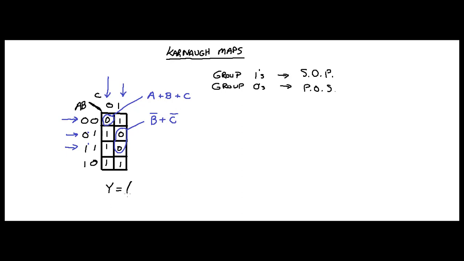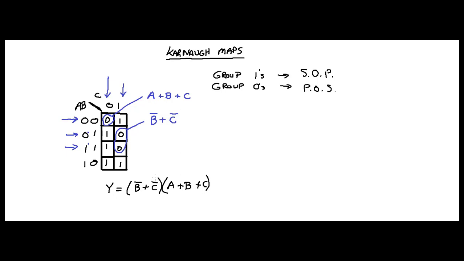So the actual expression for this is going to be Y equals, and don't forget your parentheses, B bar or C bar. Then you're going to take the product, because it's the product of sums. That's a sum right there. You're going to take the product with another sum, and that's going to be A plus B or C. I said plus, I didn't mean to do that. So there's your expression. Got it?